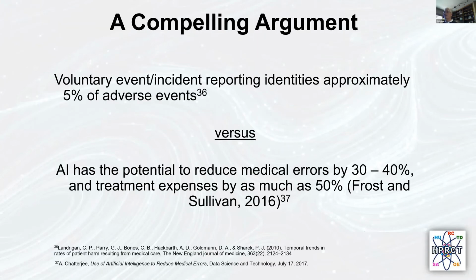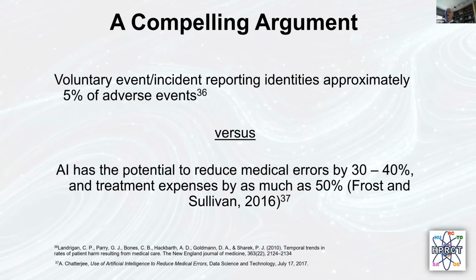Voluntary incident reporting systems, they believe, identify only 5% of adverse events. Experts believe AI has the potential to reduce medical errors by 30 to 40%, and treatment expenses by as much as 50%. That's a huge number. We talked about the $1 trillion, cutting $1 trillion in half. So that's immense if that could be done.